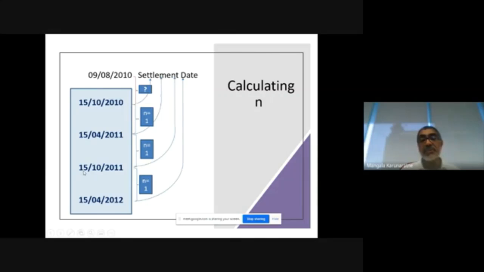Then the 15/10/2011 cash flow will travel 1, 2, and 0.3661 periods, right? So from year 1 and year 2 and 0.3661. So the last cash flow, the 15/4/2012 cash flow will travel 3 periods plus 0.3661 period. So altogether it will be 3.3661.